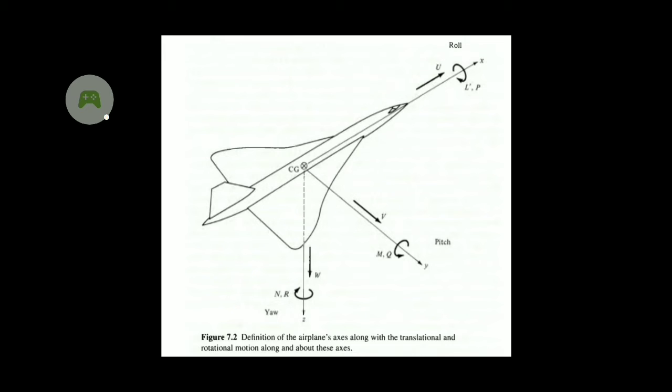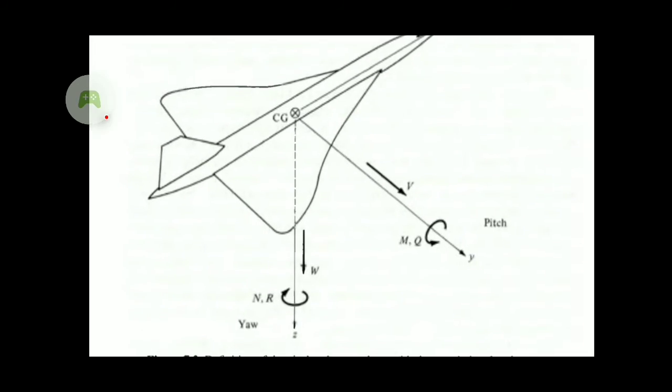Now about the Y axis, we have the component of velocity V, and if the airplane rotates about the Y axis, creating pitch up or pitch down, that is, creating the nose of the aircraft up about the CG, then it will be a pitch up motion, which is a positive movement. And if the nose of the aircraft is below, then it will have a pitch down, and therefore it is known as the pitching movement.